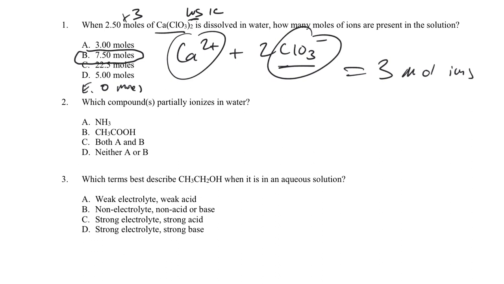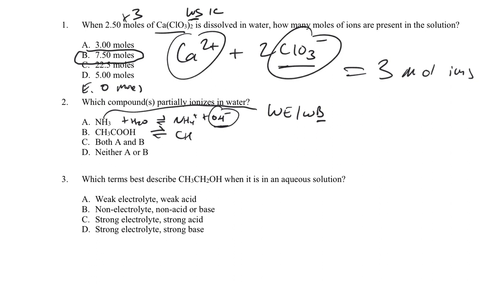Question 2, which compound partially reacts with water? Ammonia does because we make ammonium and hydroxide ion. We just do this partially, that's why it's a weak electrolyte. So NH3, weak electrolyte, weak base. Base because we're making some hydroxide ion.